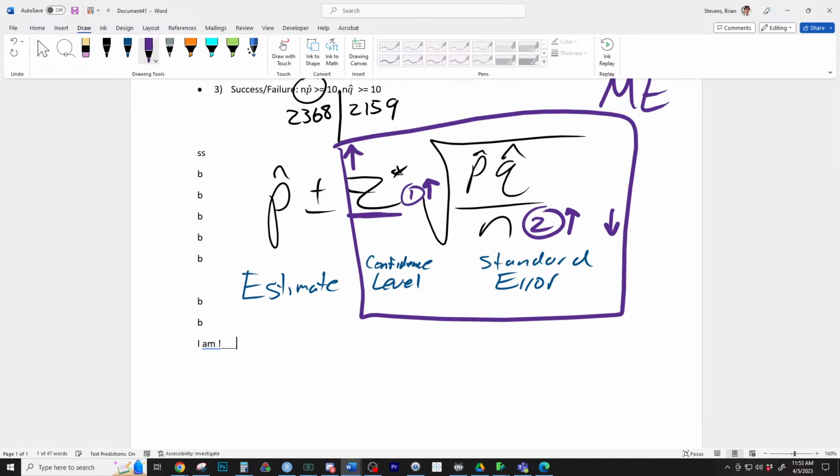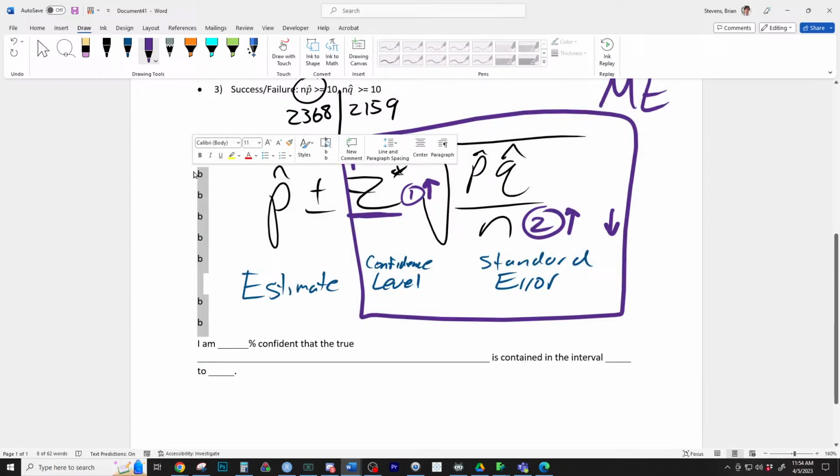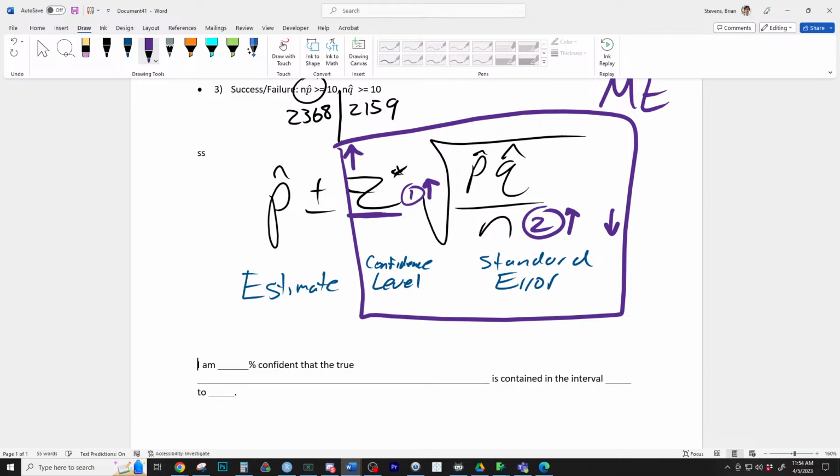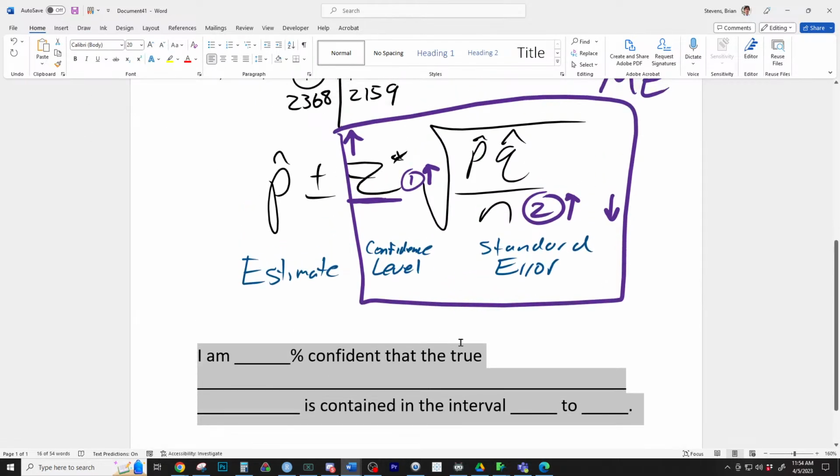I am blank % confident that the true blank, who is the big blank we got to do, is contained in the interval blank to blank. This is the interpretation we need. And this is where people will be writing things out on the final. So if you had issues with interpreting things on this test, this is one of the interpretations we do on the final, and it's interpret confidence intervals. I am blank % confident that the true blank is contained in the interval blank to blank.